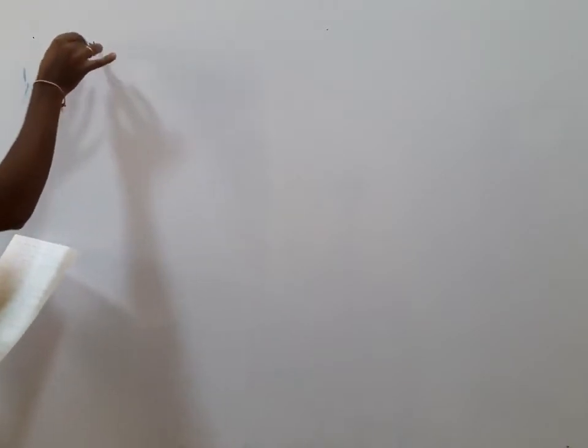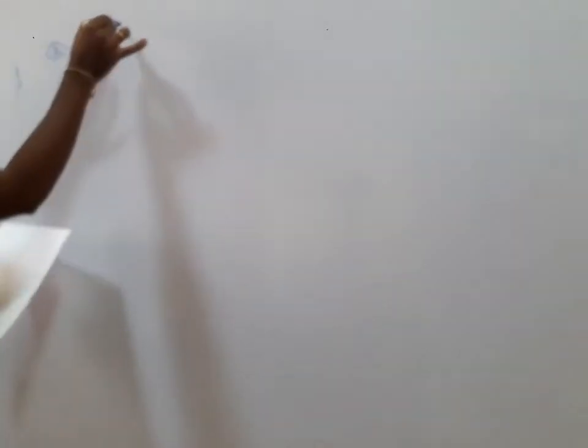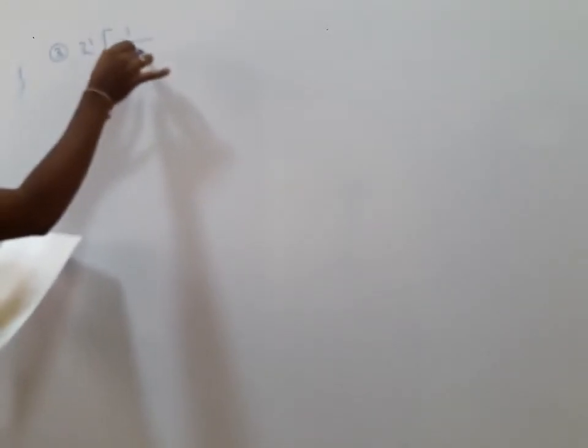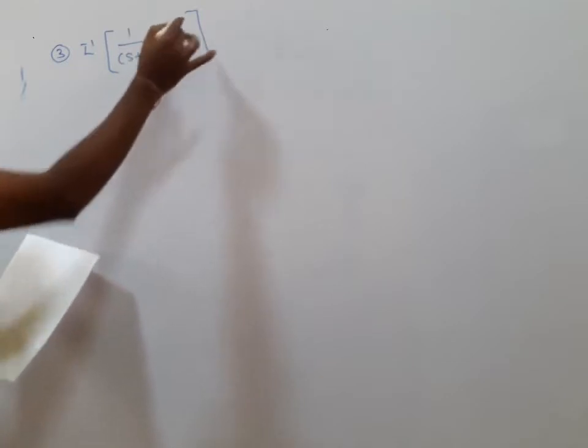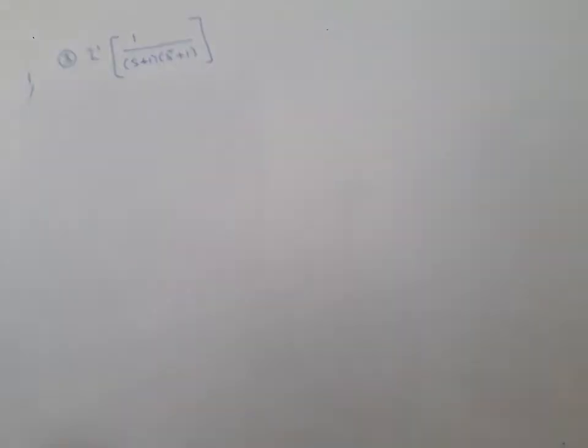Next problem, third one. L inverse of 1 by S plus 1 into S square plus 1. Right, if you go for this one, A divided by S plus 1 plus BS plus C divided by S square plus 1, the general procedure, that is also useful.